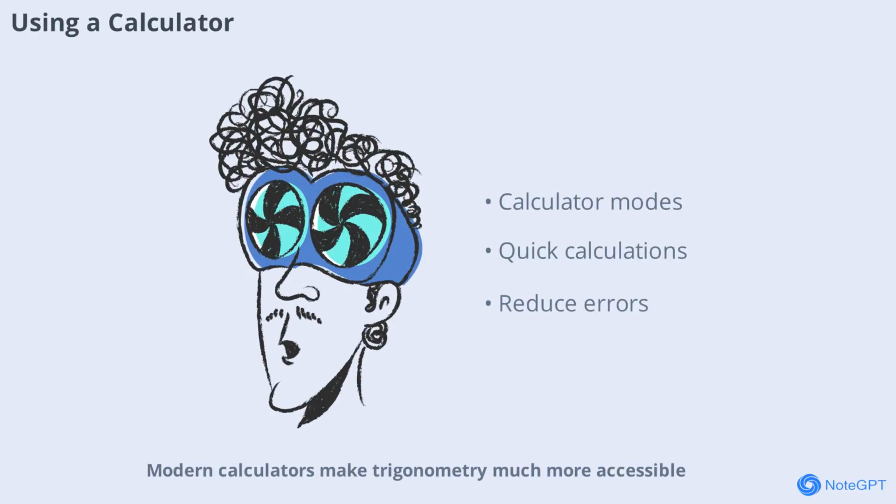Modern calculators make trigonometry much more accessible. With just a few button presses, you can find the sine, cosine, or tangent of any angle.